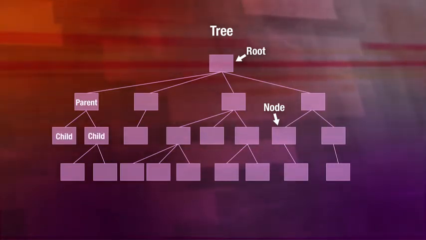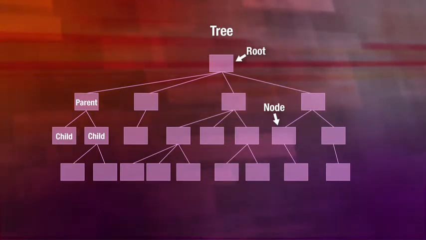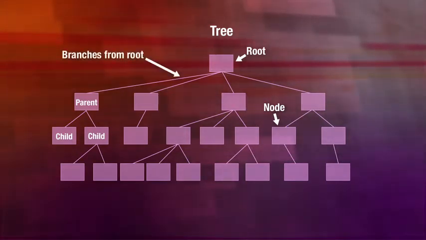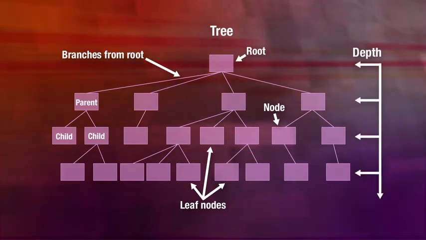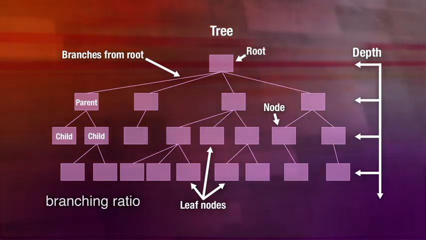Every node, except the root, has exactly one parent, but it can have several children. For a parent, we say that the children and all of their children are branches. The nodes that don't have any children are called leaf nodes. And finally, we call the number of levels in the tree the depth of the tree. And the average number of children that non-leaf nodes have is the branching ratio.